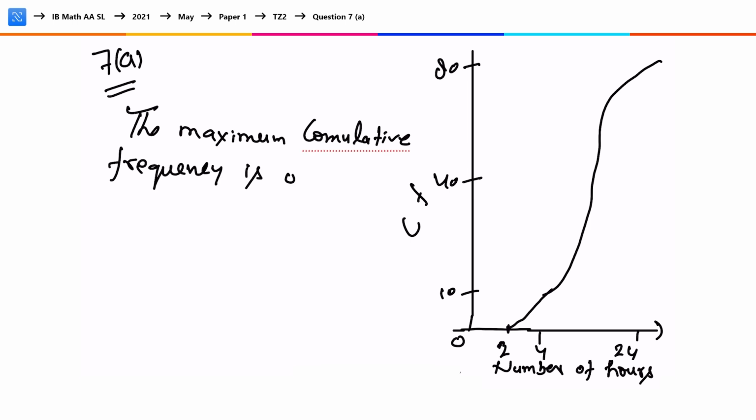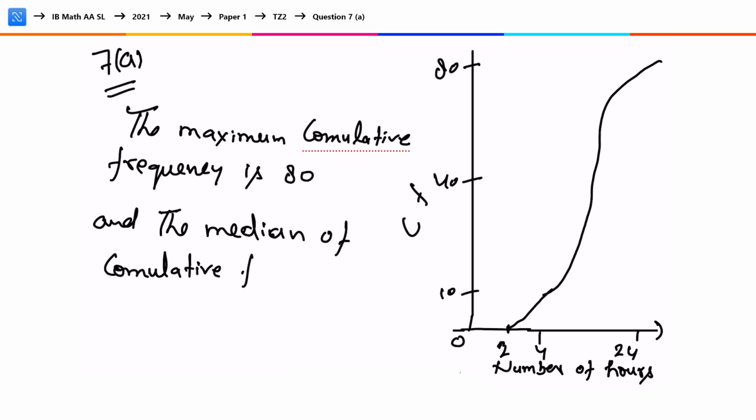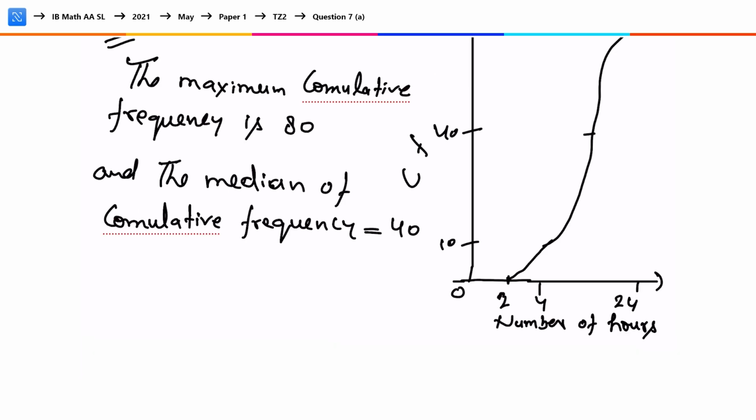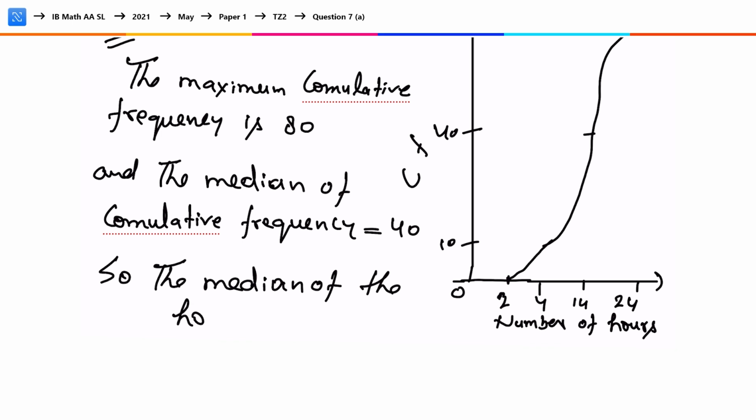is 80 and the median of the cumulative frequency equals 40. So for 40, the median number of hours equals 14, which is our final answer.